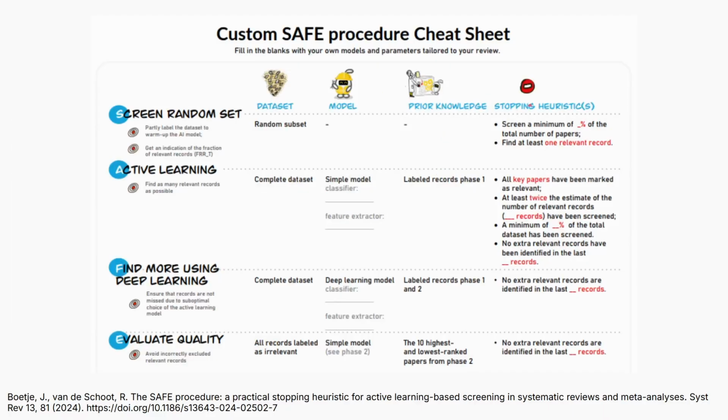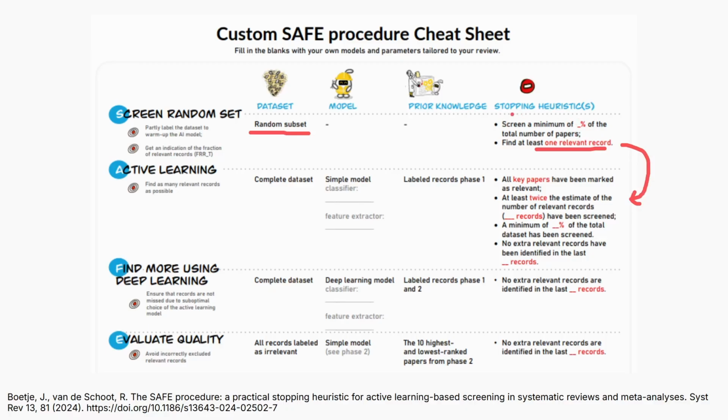So here is a more detailed explanation. In the first phase, the dataset is random, so it's like when you do a normal screening without using any tool. And then when you find at least one relevant record, the software automatically passes to the second phase.